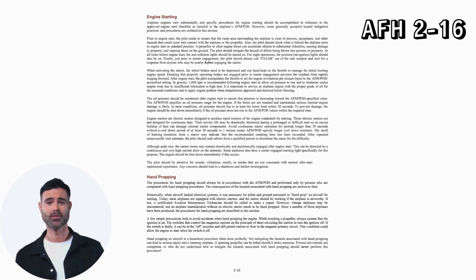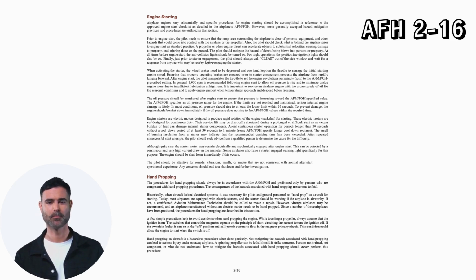Hand propping. The procedures for hand propping should always be in accordance with the AFM/POH and performed only by persons who are competent with hand propping procedures. The consequences of the hazards associated with hand propping are serious to fatal. Historically, when aircraft lacked electrical systems, it was necessary for pilots and ground personnel to hand prop an aircraft for starting. Today, most airplanes are equipped with electric starters, and the starter should be working if the airplane is airworthy. If not, a certificated aviation maintenance technician should be called to make a repair.